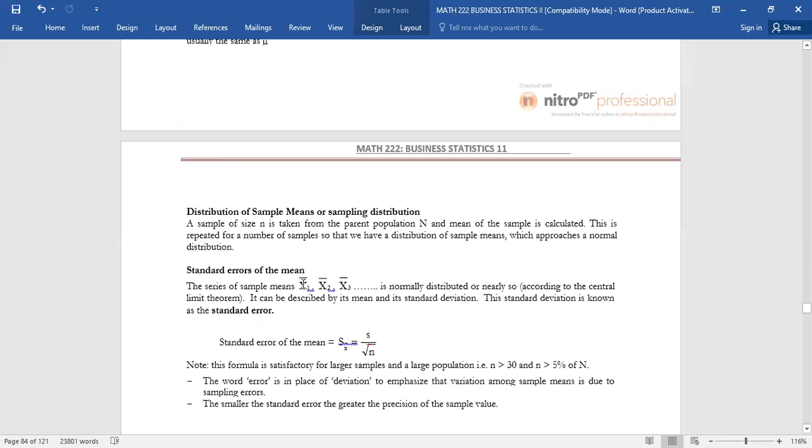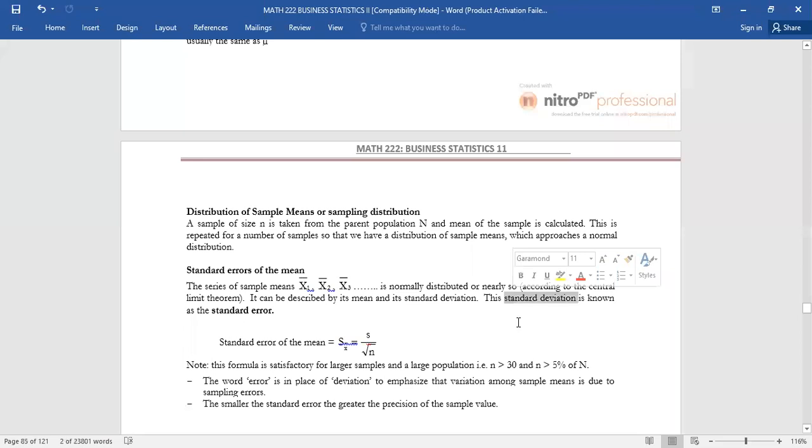And this is normally distributed, or nearly so, according to de Moivre's theorem. Now, it can be described by its mean and standard deviation. And when we are talking of the standard deviation here, we are talking of the errors. These sample means, each one will be deviating from the mean of the entire population. Now that deviation is what we call the standard error.